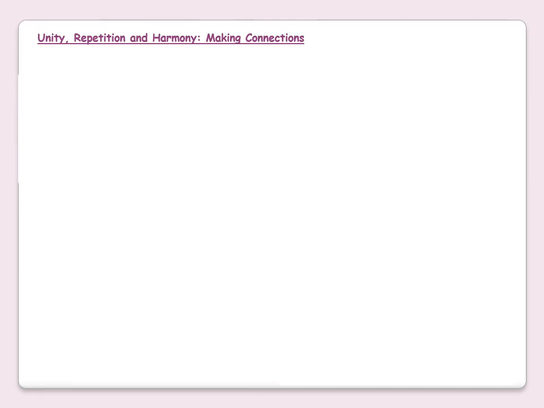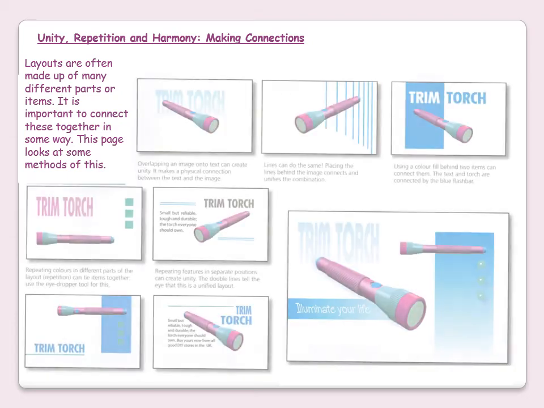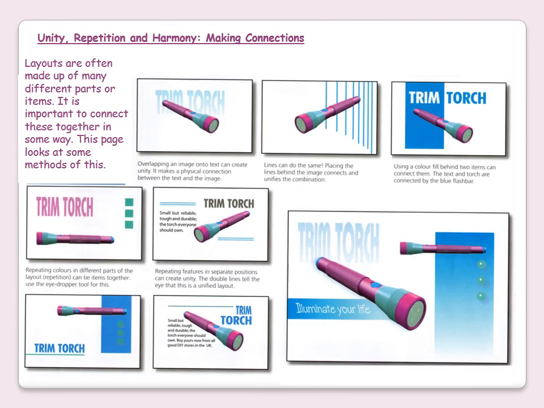Unity, repetition and harmony, making connections. Layouts are often made up of many different parts or items. It is important to connect them together in some way. This page looks at some methods of this. Overlapping an image onto text can create unity. It makes a physical connection between the text and the image.